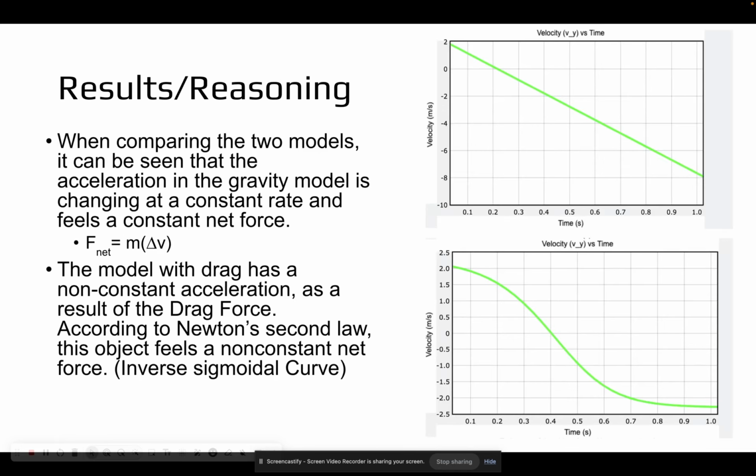So when comparing these two models, it can be seen that the acceleration in the gravity model is changing at a constant rate. It feels a constant net force. This is based on Newton's second law, of course, whereas the model with drag has a non-constant acceleration as a result of the drag force. And according to Newton's second law, this object feels a non-constant net force. And as you can see, this is an inverse sigmoidal curve rather than just a straight linear curve.